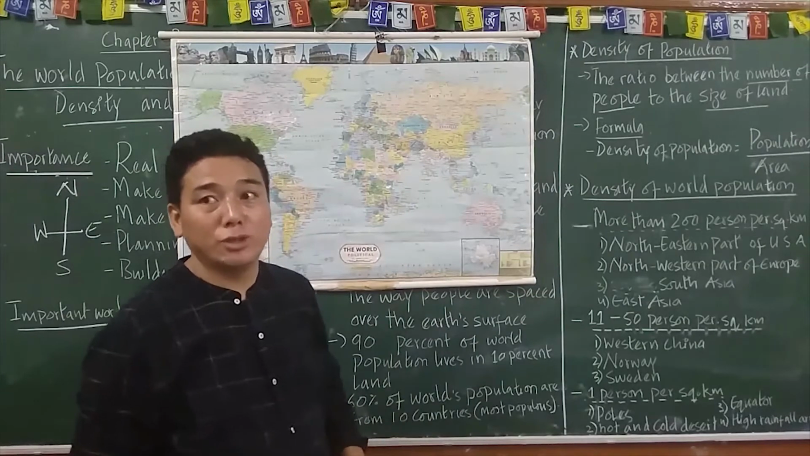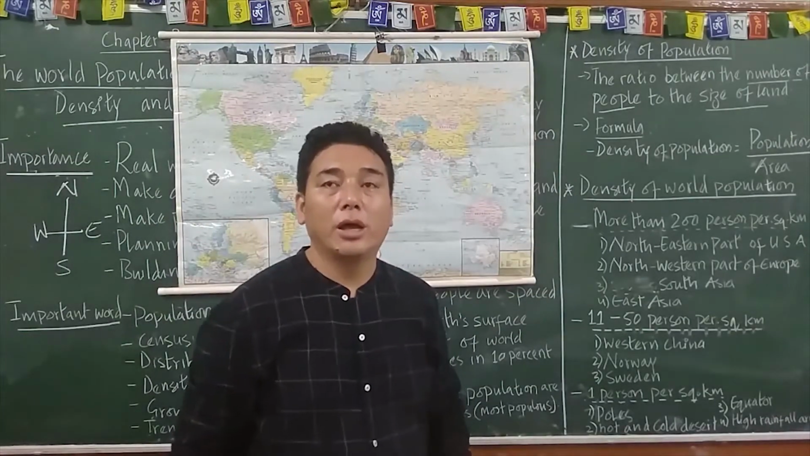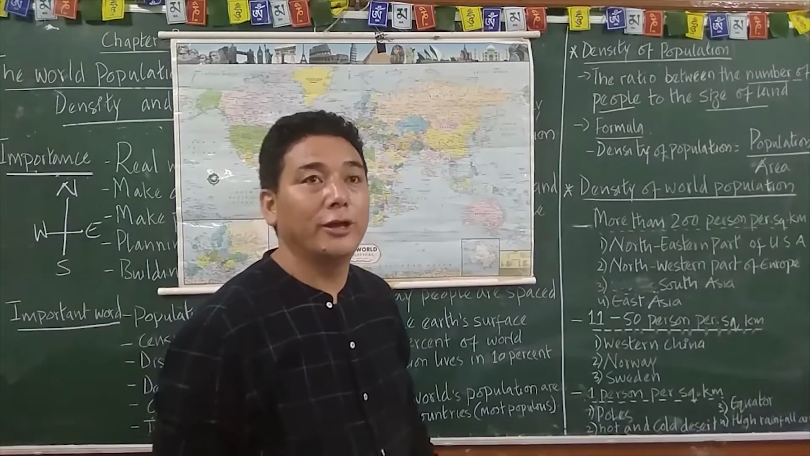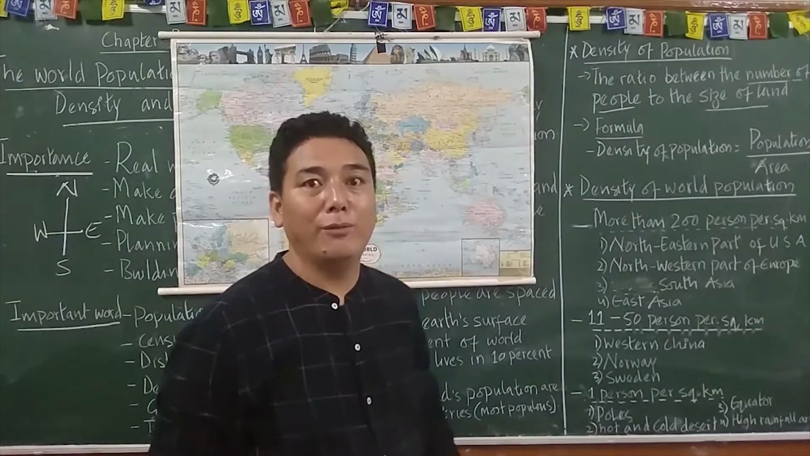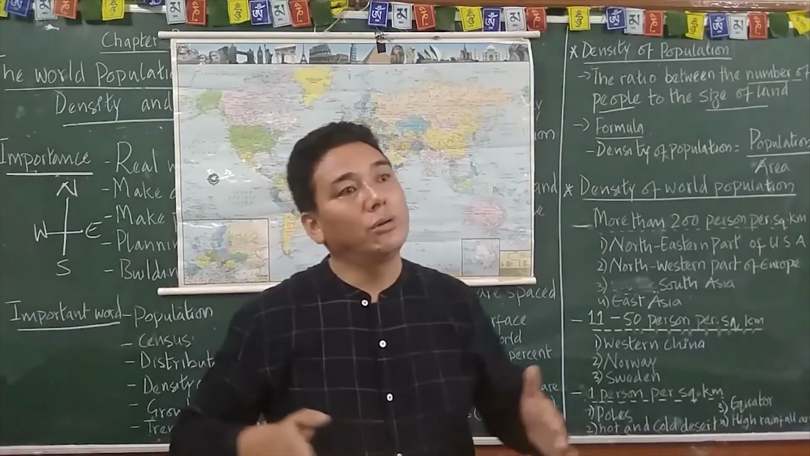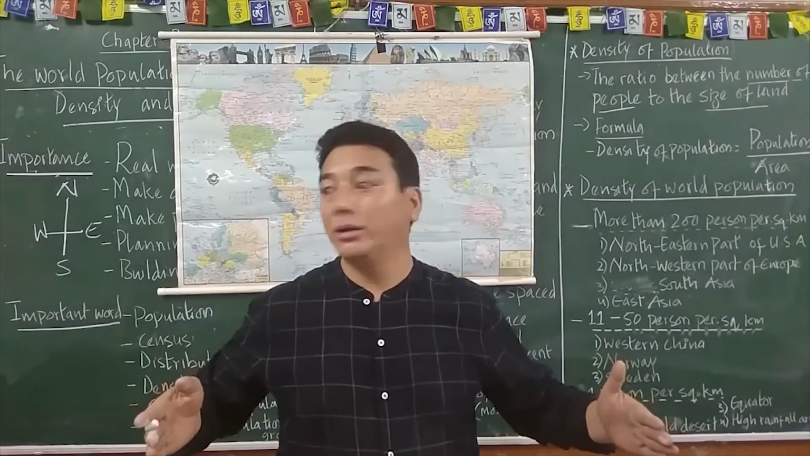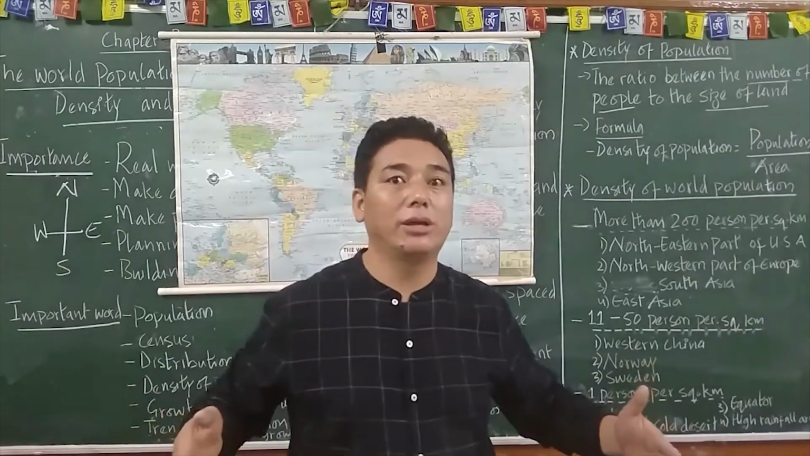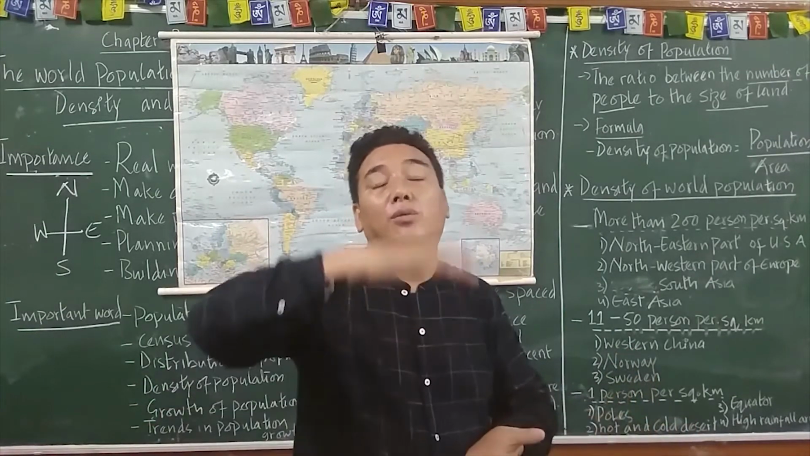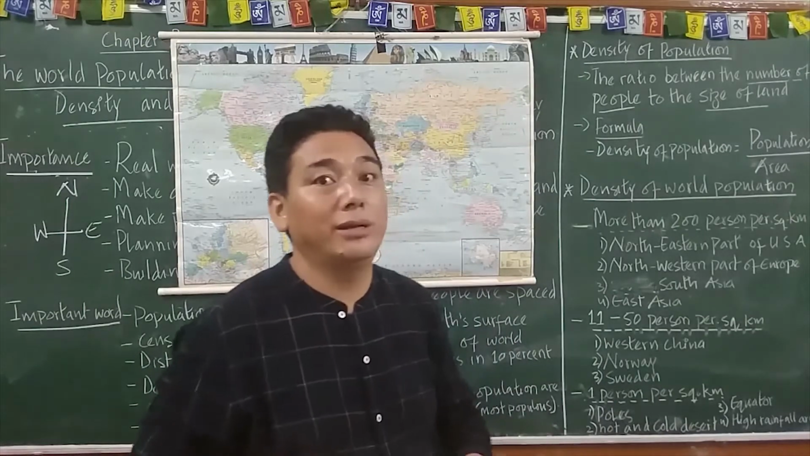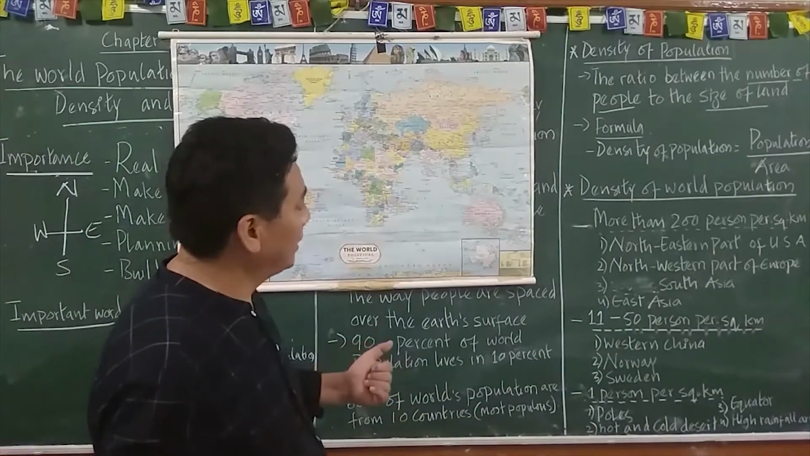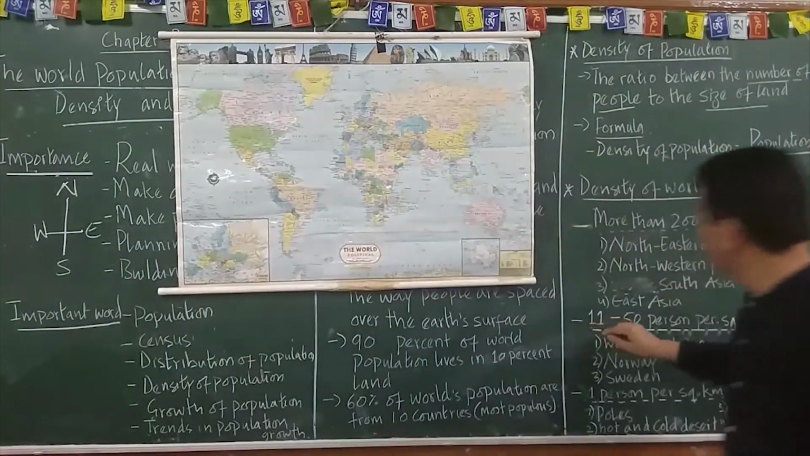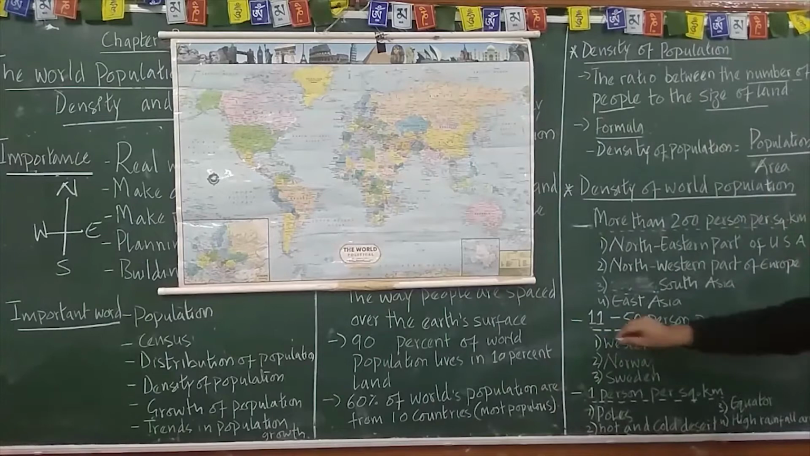For example, Tokyo is the most populous city in the world, where 34.5 million people are living, and where the horizontal growth has been stopped. No further extension. Is that okay? And the vertical growth is going on, and even that is also going to stop. And the density of population, 11 to 50 per square kilometer.